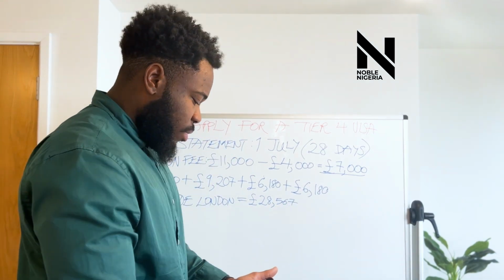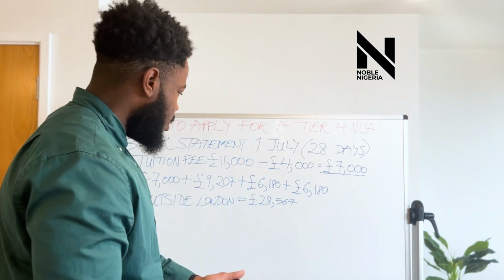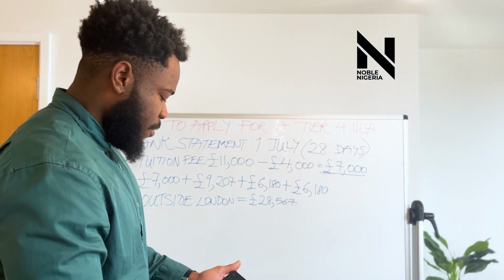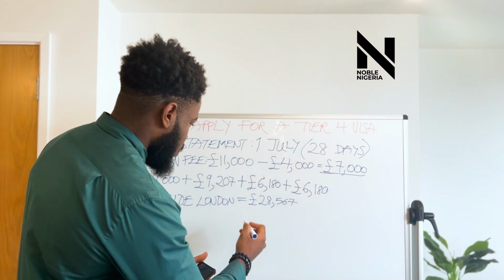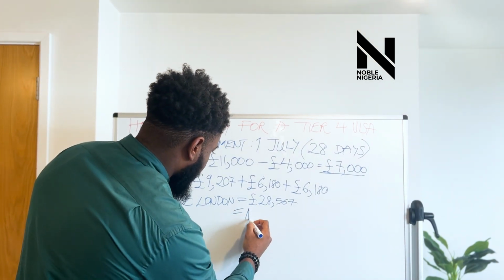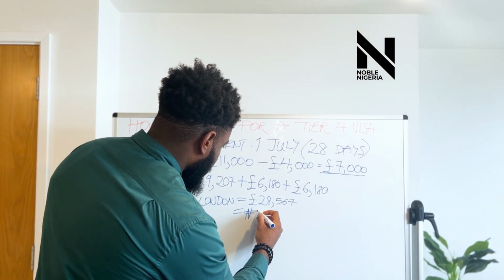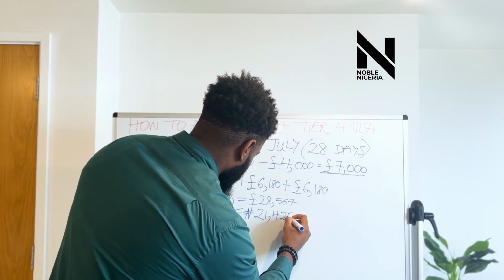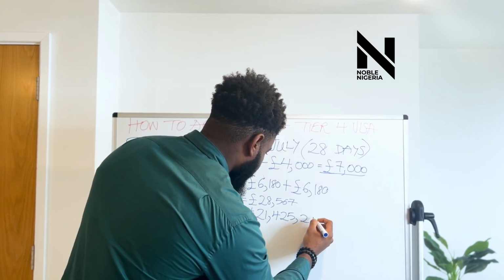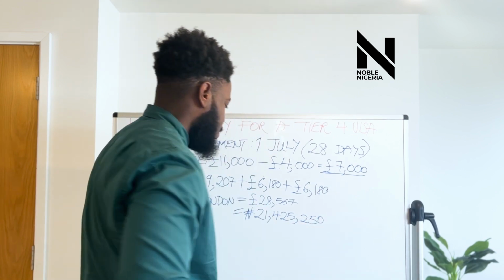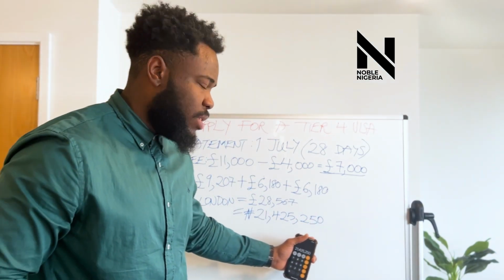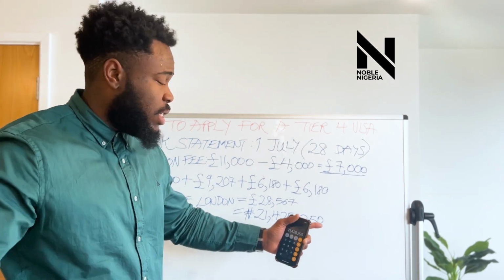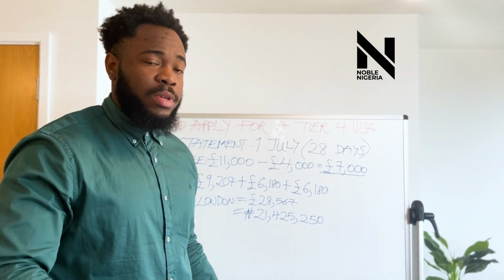£28,567. Let me give you the Naira equivalent. 28,567 times 750. So you're going to be needing in your account for 28 days 21,425,250 Naira. Again, these are just, the exchange rate might be 700 Naira, black market exchange rates obviously. It could be 800 Naira.